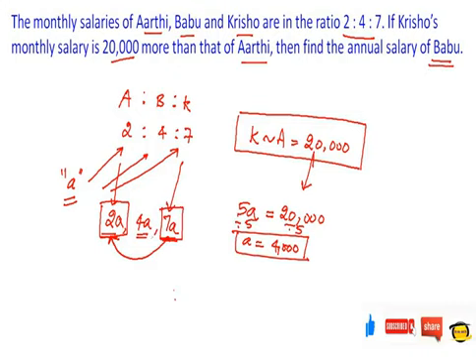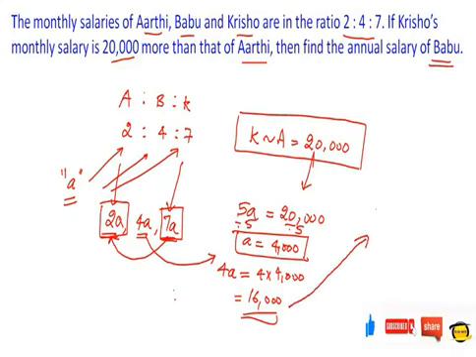Now let's first find out the monthly salary of Babu. The salary of Babu is 4A, which means 4 multiplied by 4,000. So Babu's monthly salary is rupees 16,000. Right? Now let's find out the annual salary of Babu, which is 16,000 multiplied by 12, and that should give us 1,92,000. So the annual salary of Babu is 1,92,000.